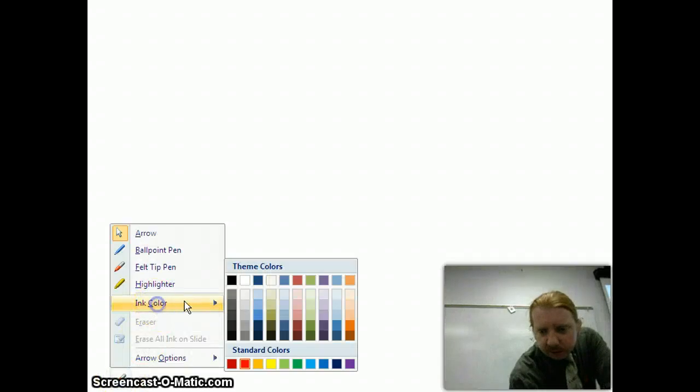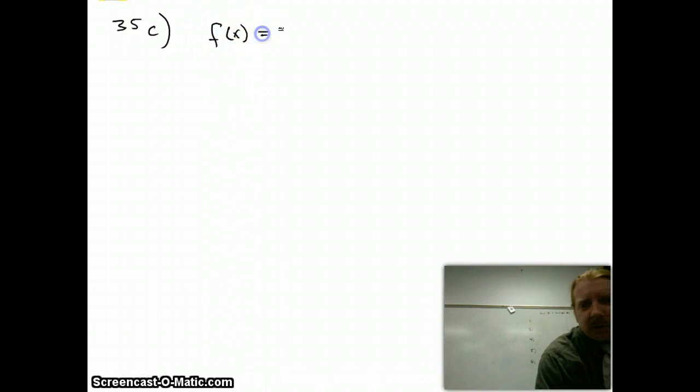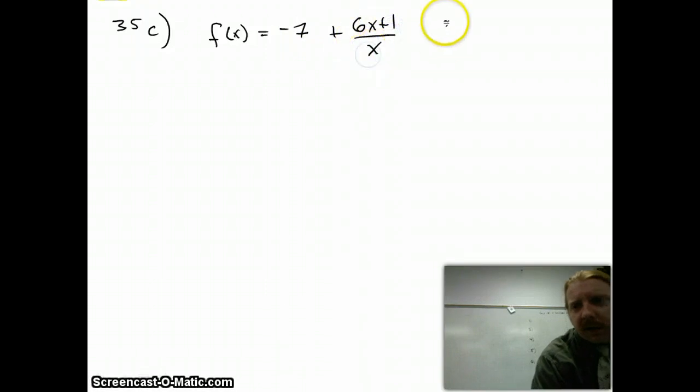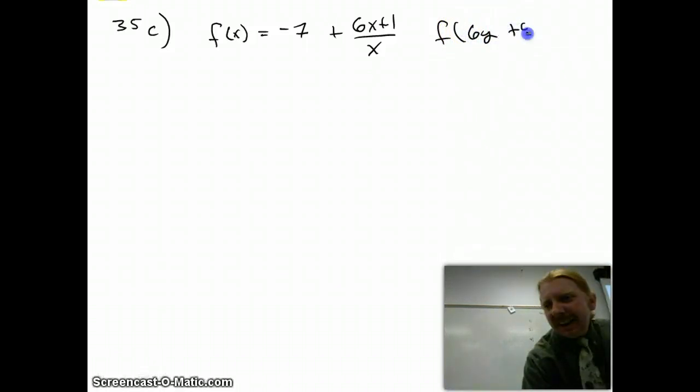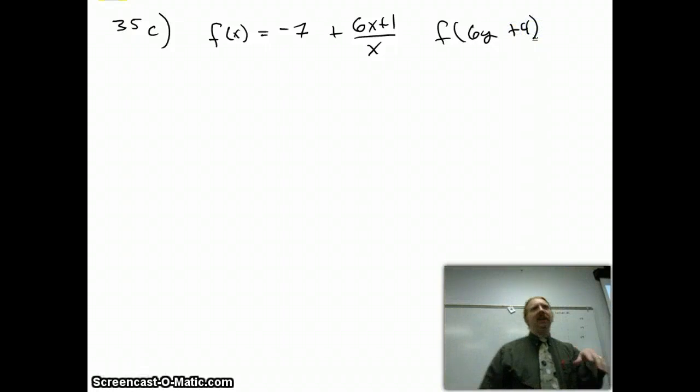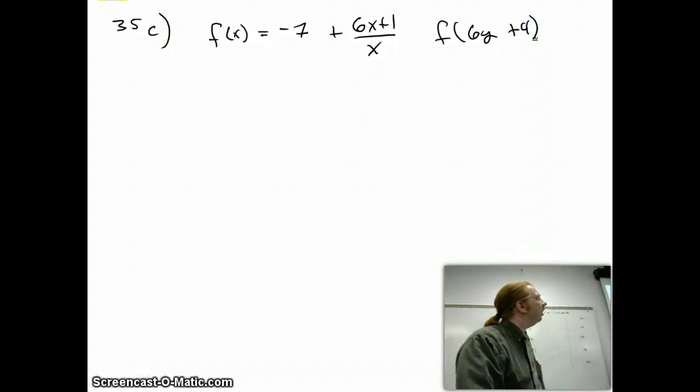So the question had to do with 35C. And 35 said we wanted to evaluate, and this is a mess. F of x is equal to negative 7 plus 6x plus 1 divided by x, at the point f of 6y plus 4. I think what makes this stick out is not so much that it's hard as much as it's ugly, because there's just a lot of stuff to keep track of.